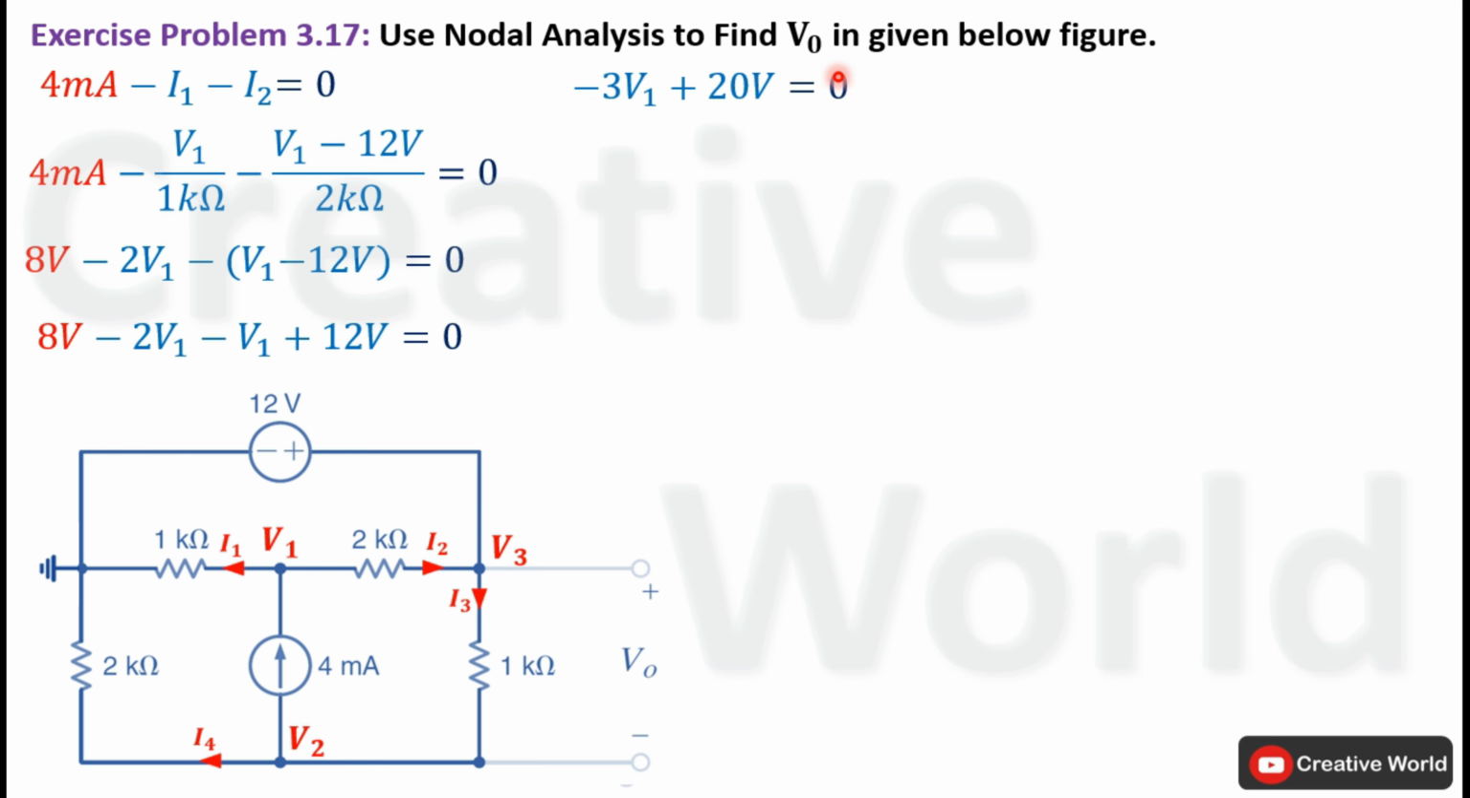Place this 20 volt on the other hand side of equal to calculate the value of V1. Divide on both sides with minus 3. The value of voltage V1 will be equal to 6.67 volt. After calculating the value of voltage V1, now we will apply Kirchhoff's current law on this node.